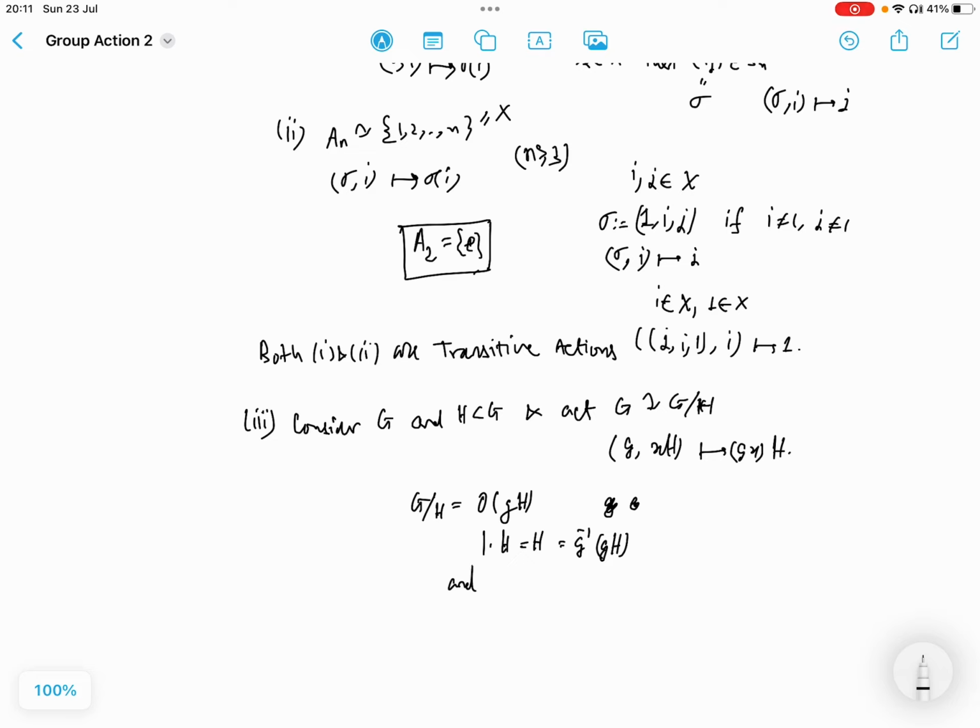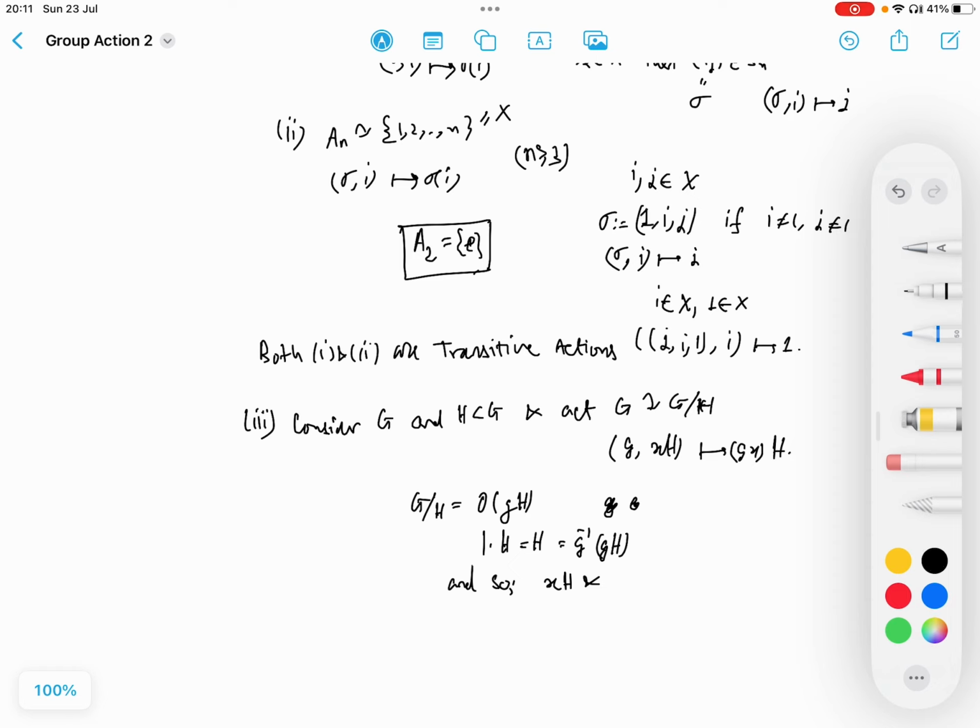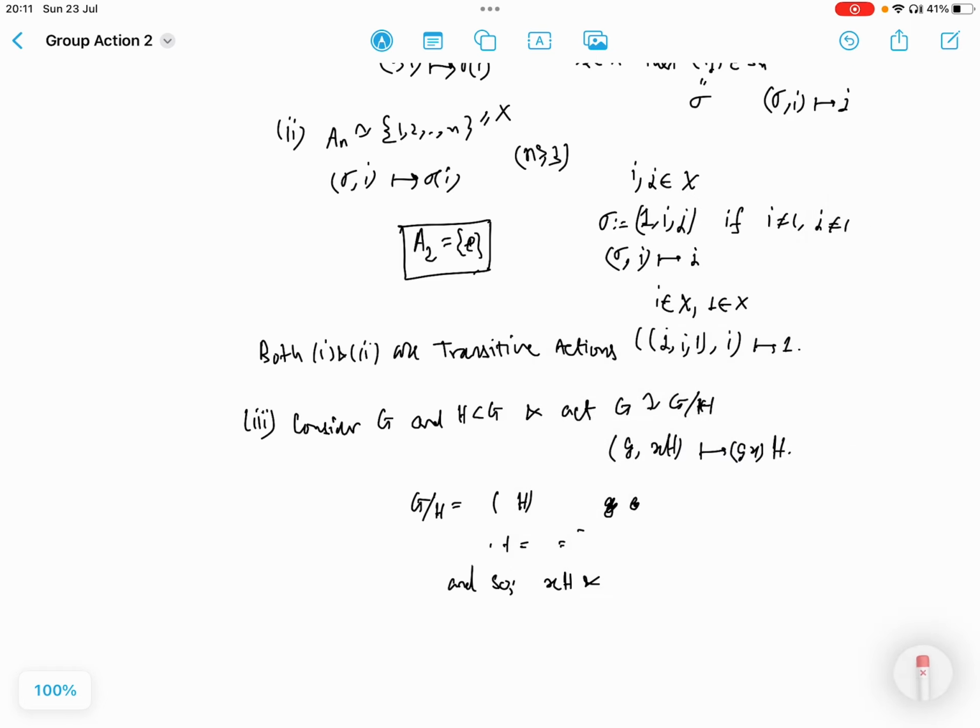And so take any other, say xH, or I should do it in this way. Say take any xH and yH from this. Then just xH, if you act yx inverse, which is an element of the group, this will map xH to yH. So this is a transitive action.